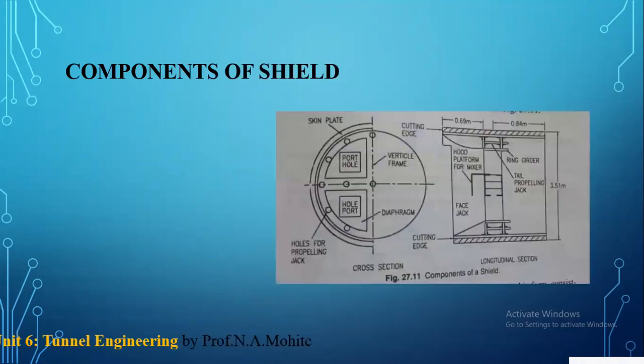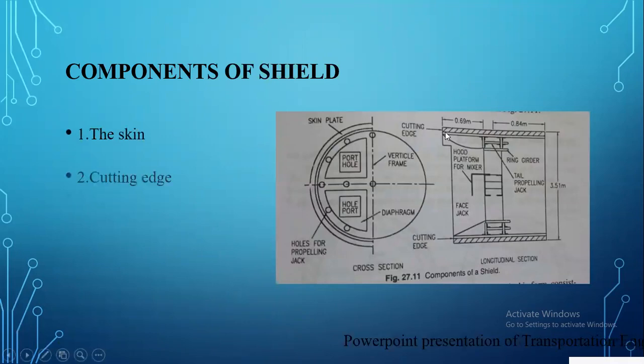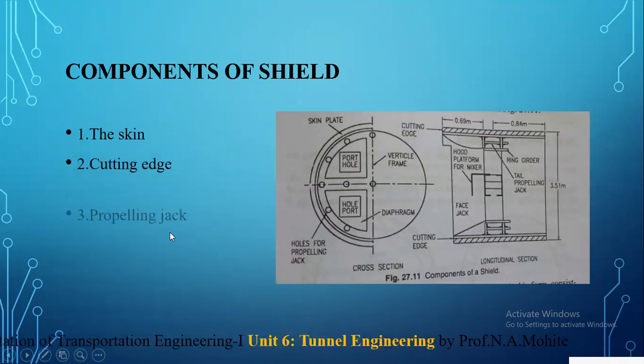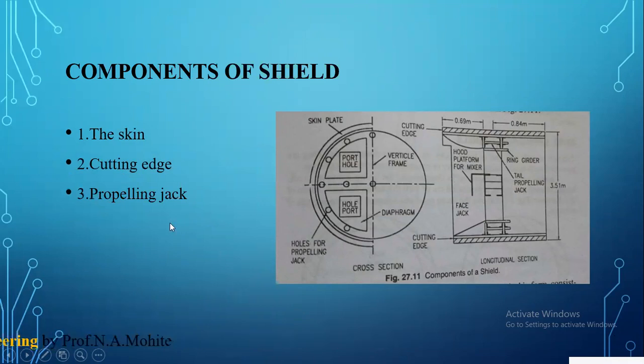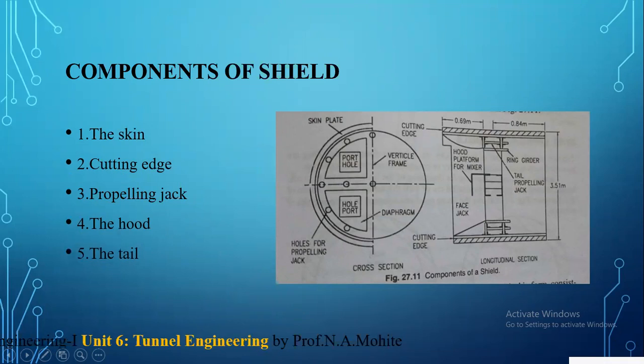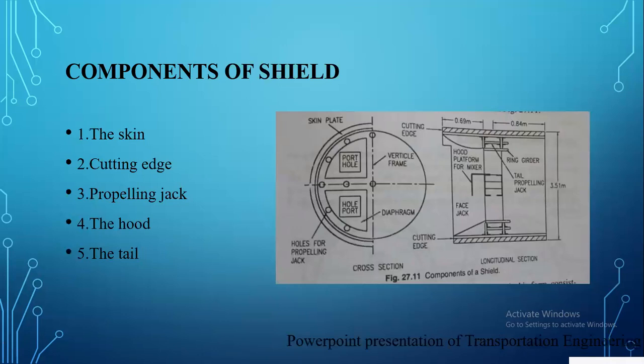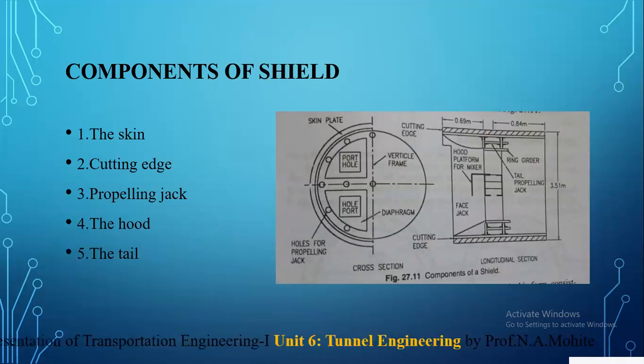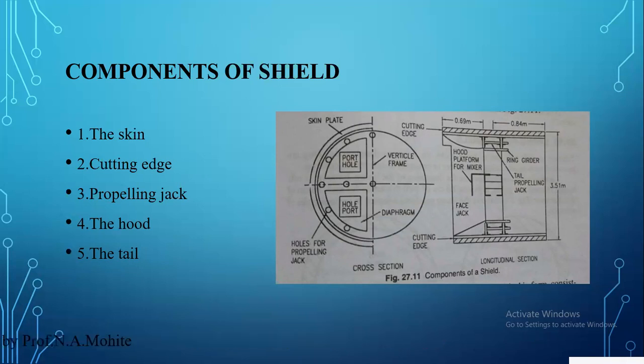We see first what the components of the shield are. First is the skin, that is the outer edge. Then the cutting edge, which is required for cutting the soft soil. Then the propelling jack, to support in case there is failure of the soft soil. Then the hood and the tail. Basically this shield method is used for driving a tunnel through water bearing strata. It is an equipment which acts as a bridge with a roof for workers, and a shield is a movable frame used to support the face of the tunnel, and the excavation and lining of the tunnel can be carried out under the protection of the shield.